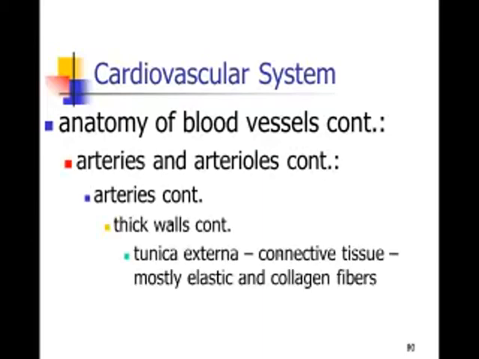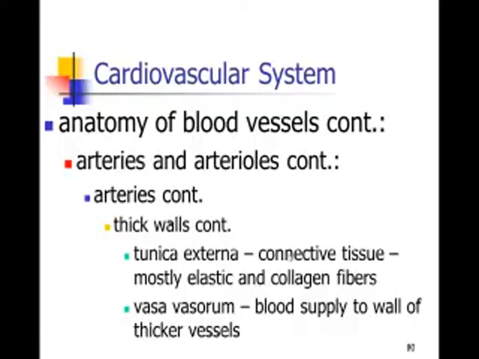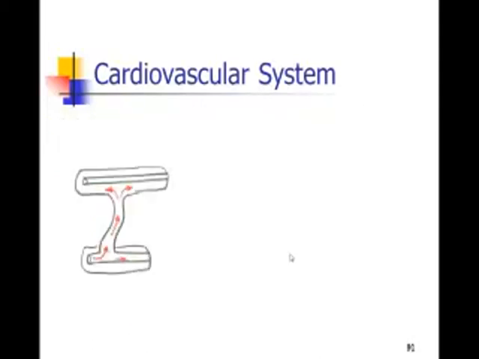Okay. Tunica externa is going to include connective tissue, elastic and collagen fibers. The elastic is going to allow for pliability and passive return to original shape. Collagen fibers are going to help prevent the overdistension and perhaps rupture of a vessel. And then we're going to have, especially in the arteries, because of their thick walls, a vasa vasorum. The vasa vasorum is going to be a blood supply to the walls of the thicker vessels.